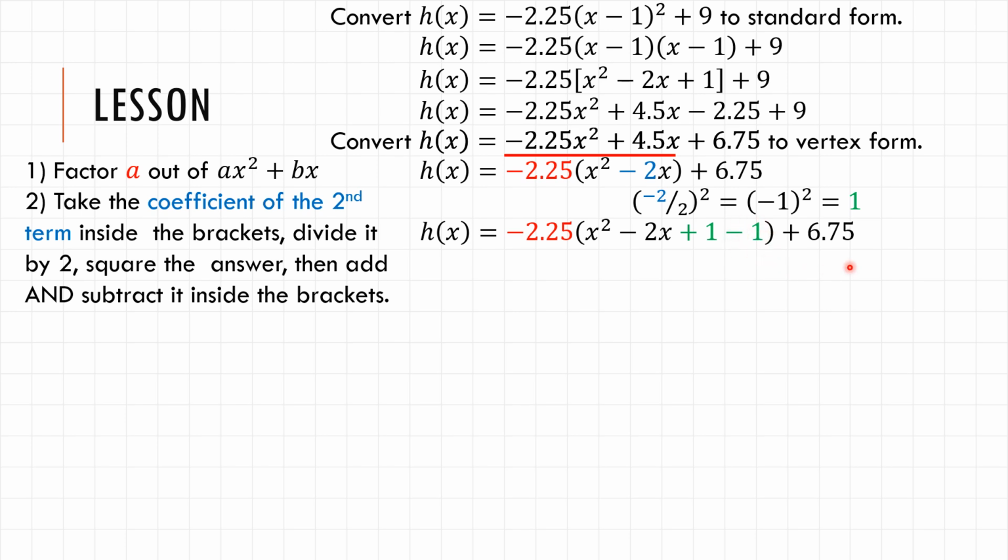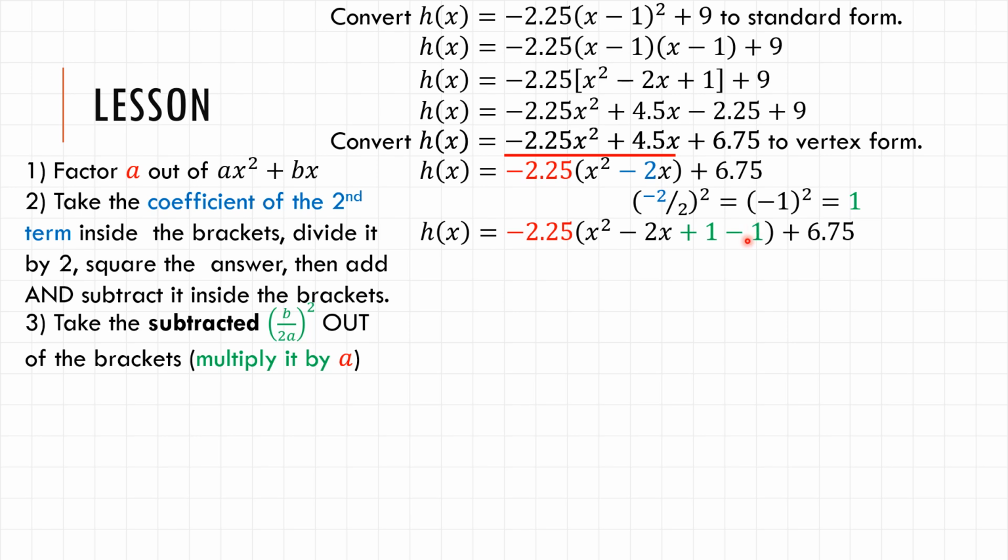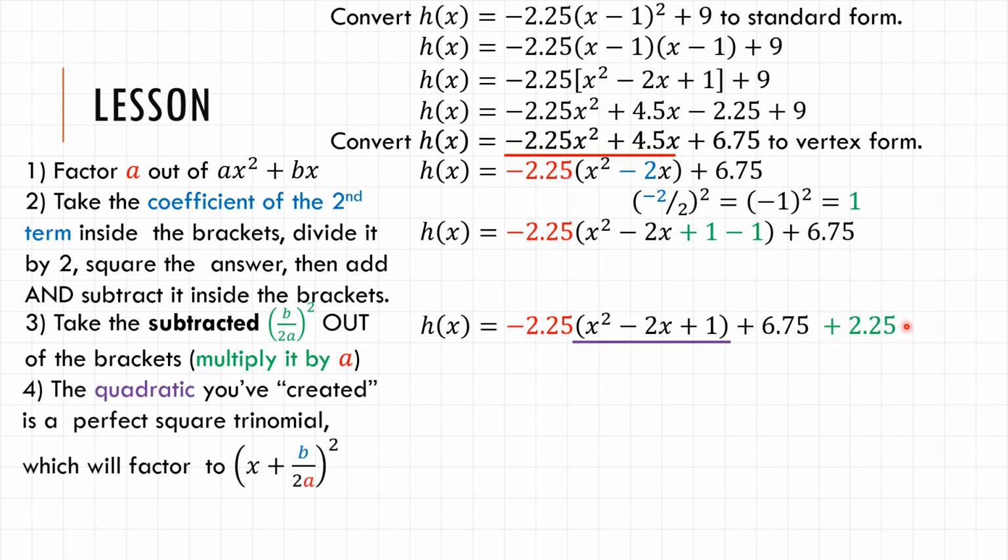And the way we get rid of this, or remove it from the brackets, we know we have negative 2.25 of these. We have to multiply these at some point, so we might as well multiply it now to get it out of the brackets. So we multiplied it by negative 2.25 to get positive 2.25 at the end there. Now, this actually is a perfect square trinomial. Like I said, this is why we call this completing the square.